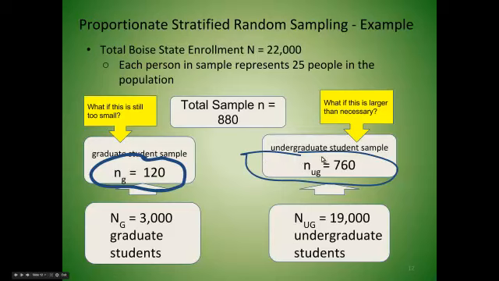So if you only have enough time and money and resources to sample 880, that's where disproportionate stratified random sampling may be helpful. So let's take a closer look at what this entails.